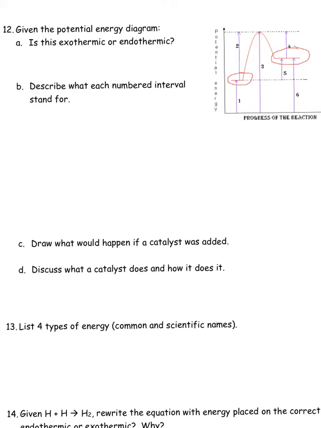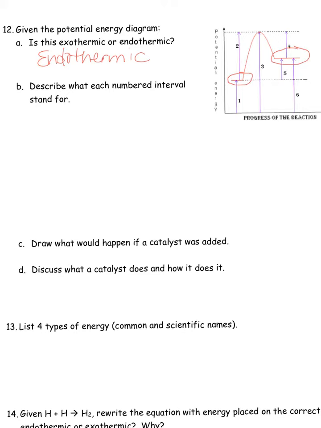Whenever we see this relationship where the products are higher than the reactants, we have to remember that it is an endothermic reaction. In other words, those reactants are taking energy in and they're bumping up to a higher level when they become products. So let's make sure that we can do every numbered interval in this potential energy diagram.